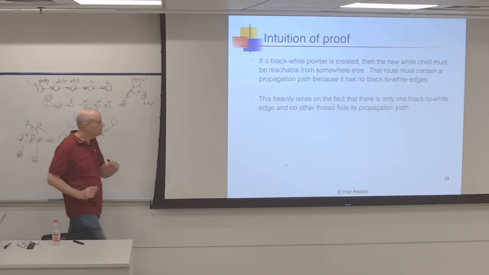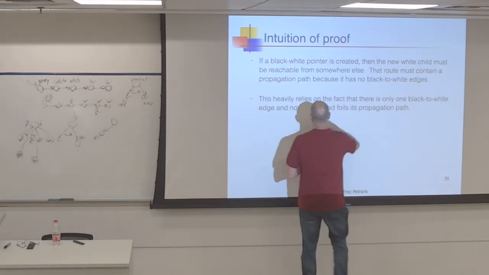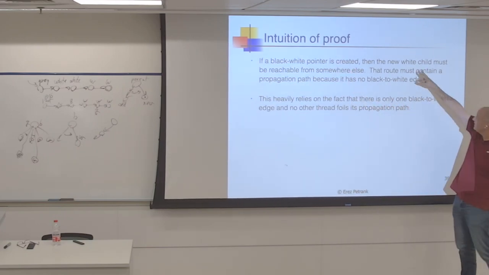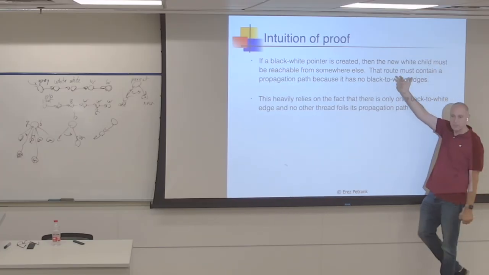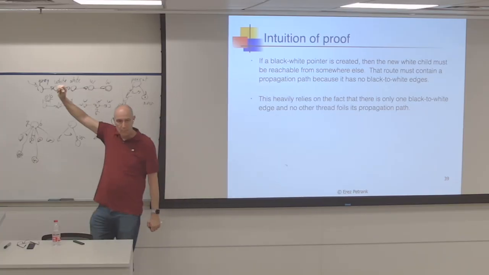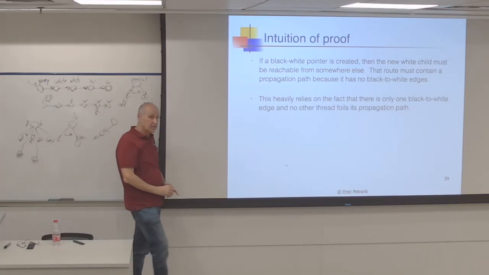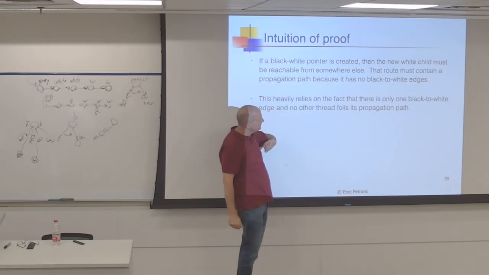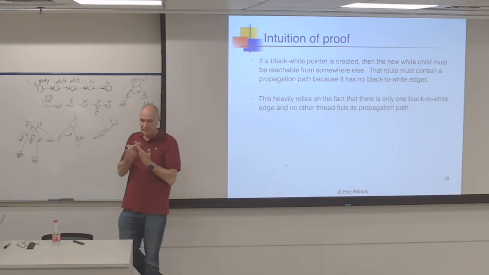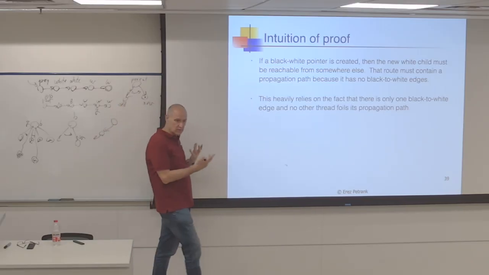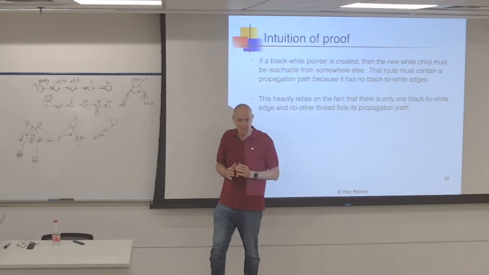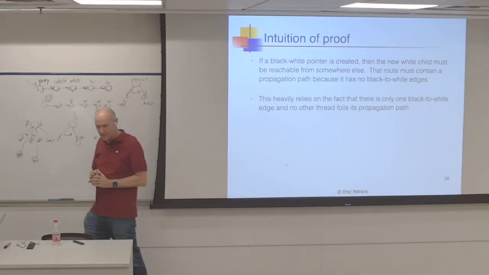The intuition, it says, if I'm creating a black to white pointer, which is a problem, then the new white child must be reachable from somewhere else. Must be reachable, this existence of a propagation path before I do the change, this is the thing that will save it. So the propagation path will make the collector find it eventually. So this is the intuition, and it heavily relies on the fact that there is only one black to white edge.